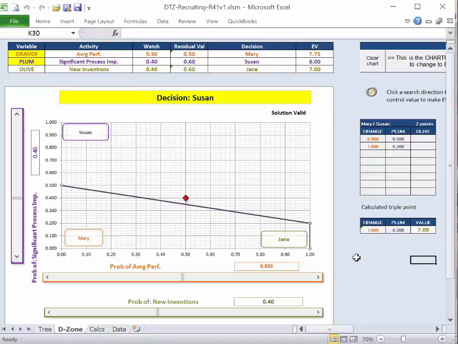This type of decision is not limited to recruitment only. It can be used in any scenario or even performance reviews. This is the end of this video.